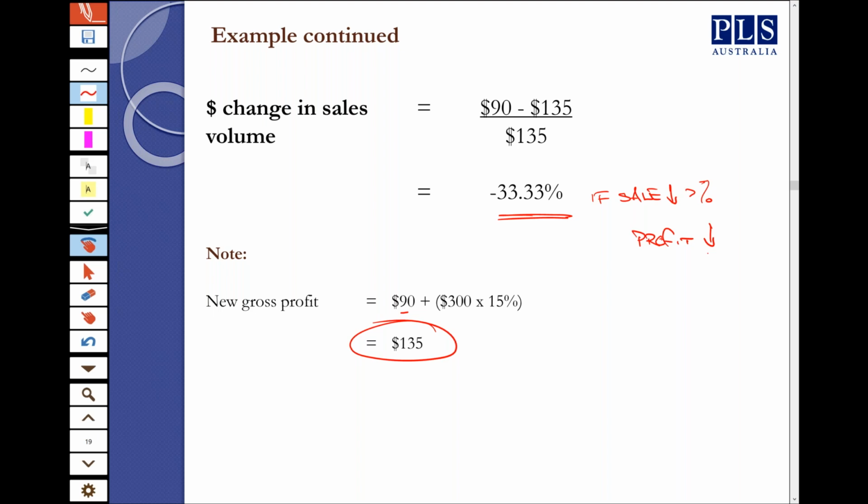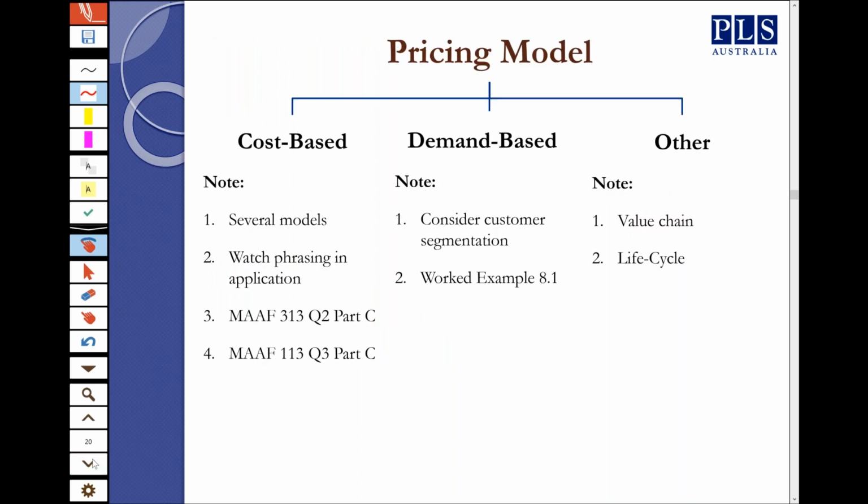As we then build that, however, we come through to the fact that once we understand the base, we move to the logic of our pricing models. Now, you'll find for the pricing models that there is a cost-based, demand-based, and other logic. You'll find that the cost-based has been examined in 313 and 113. And this is what I mean, guys. We haven't seen a lot of standalone questions in this area of late. There's several models that I'll show you in a moment.